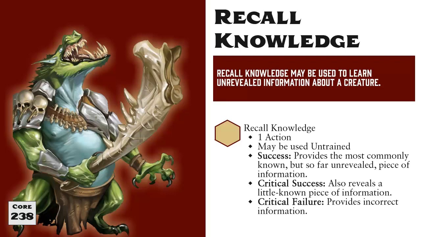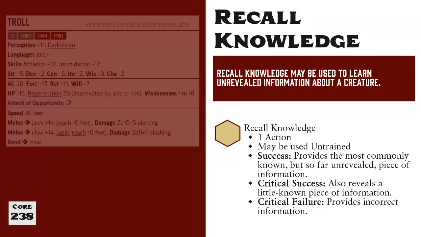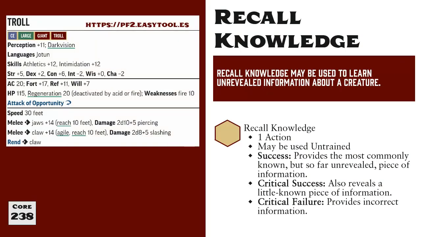This is entirely up to the GM to determine, but the rulebook uses trolls as an example. On a successful recall knowledge check, the player learns that the target creature is a troll and that they have regeneration that can be halted by acid or fire. On a critical success, they also learn an additional little-known piece of information about the target. Again, this is entirely up to the GM to decide, but continuing the example of a troll, on a critical success, the character might also learn that trolls are known to make attacks of opportunity.